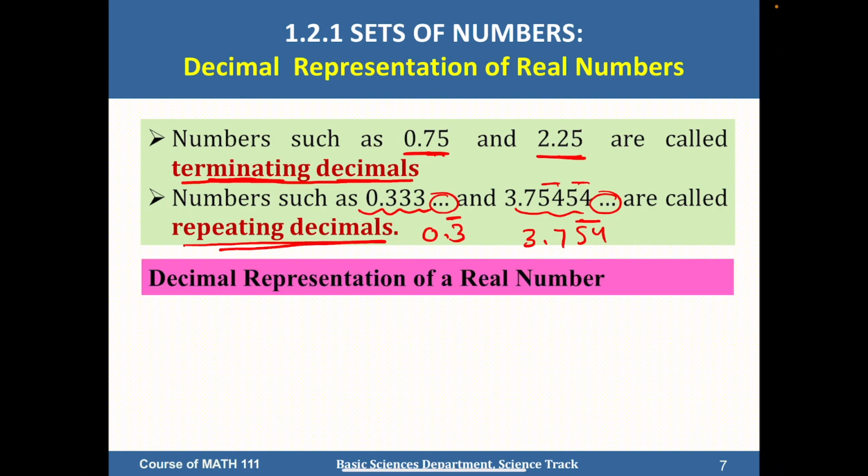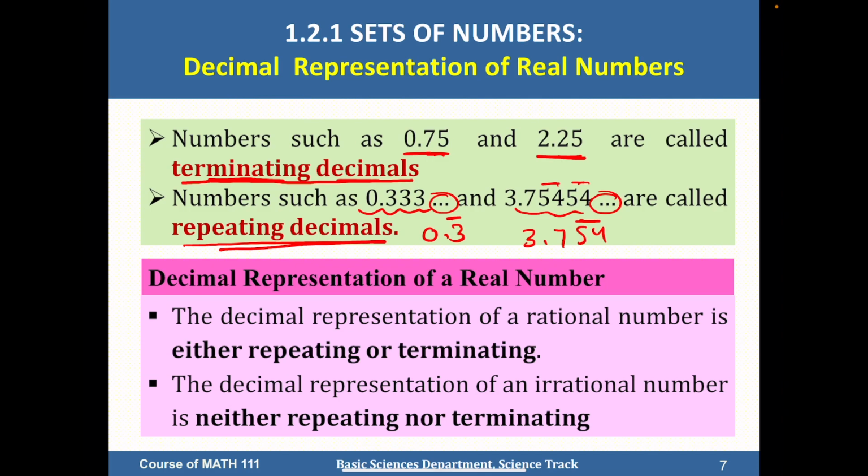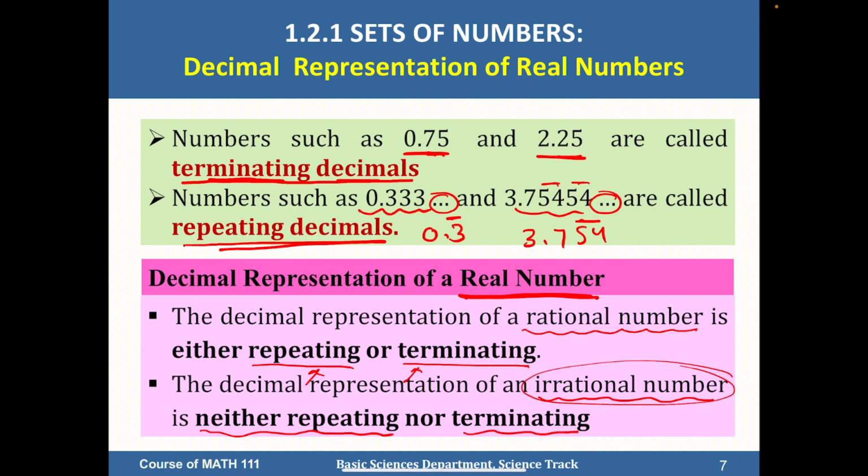Okay, so decimal representations of real numbers. The real numbers have two types of decimal representations, either repeating or terminating. Those are types of rational numbers, and numbers are irrational if and only if they are neither repeating nor terminating. Okay, so if it's not this type and not this type, it would be from the irrational numbers group.